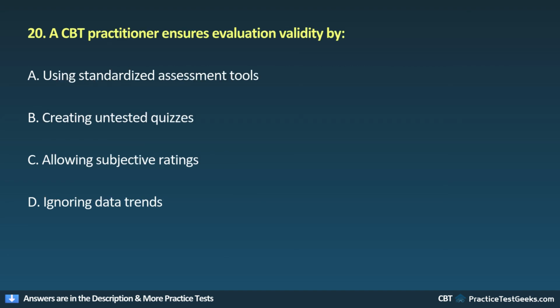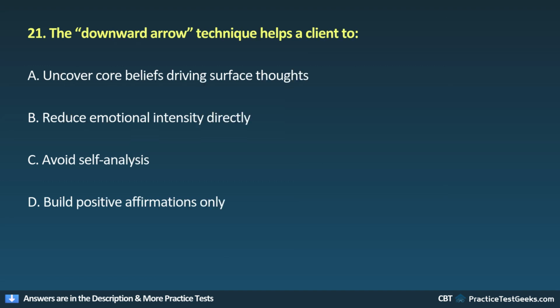20. A CBT practitioner ensures evaluation validity by A. Using standardized assessment tools. B. Creating untested quizzes. C. Allowing subjective ratings. D. Ignoring data trends. 21. The downward arrow technique helps a client to A.